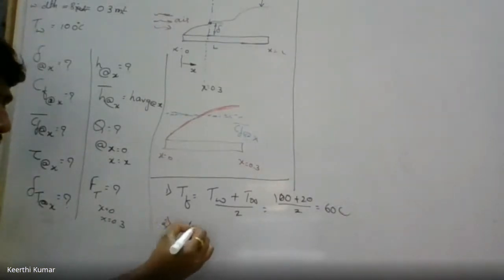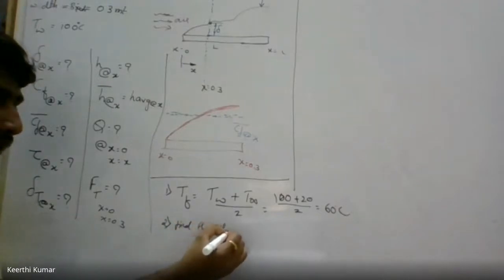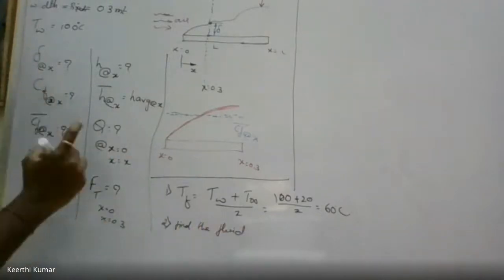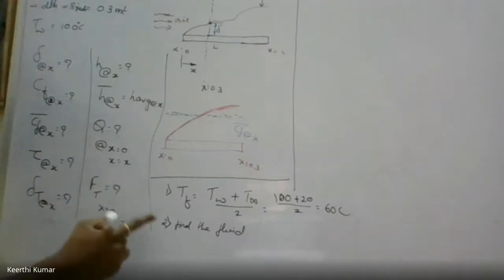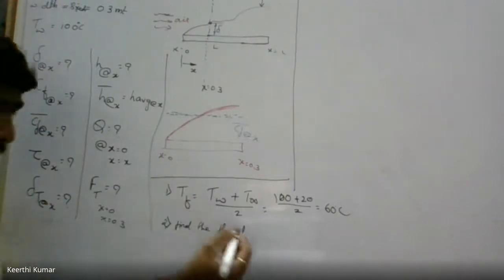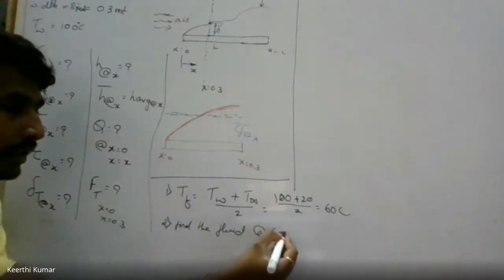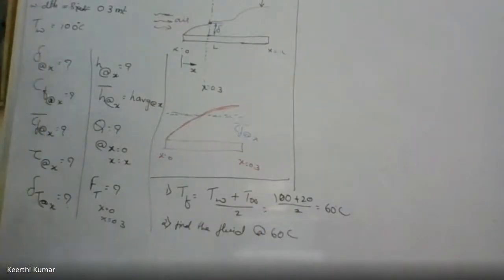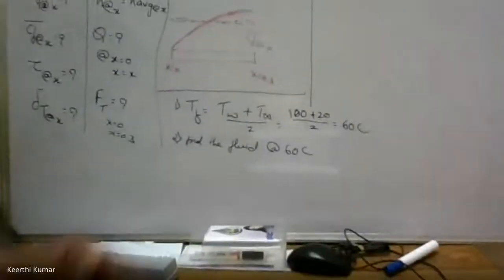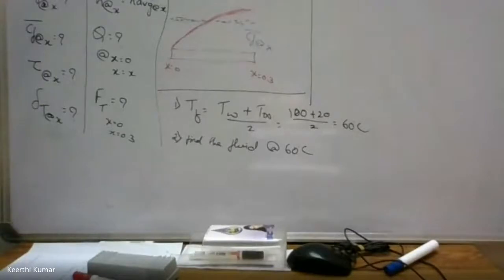Find the fluid property. What is the fluid given in this problem? The fluid given is air. So find the properties of air at 60 degrees centigrade. The same thing we did in the last class also. That is there in the data handbook. In the last class, I told you to take all the properties, but there is no need. Just a few properties are enough to solve the problem.